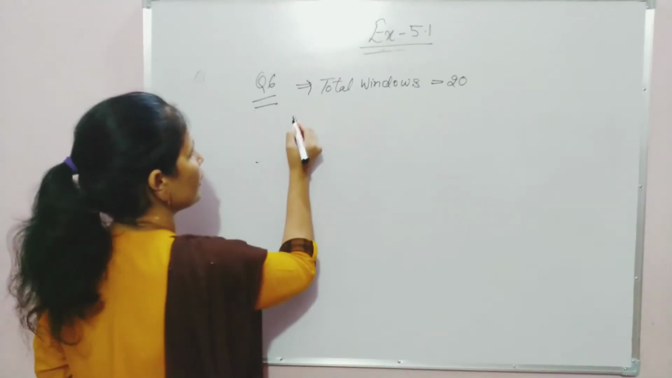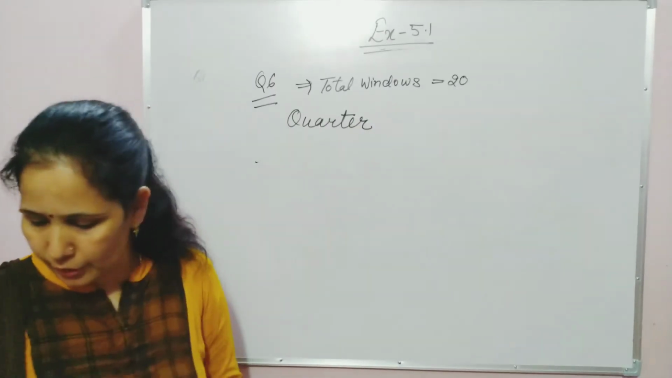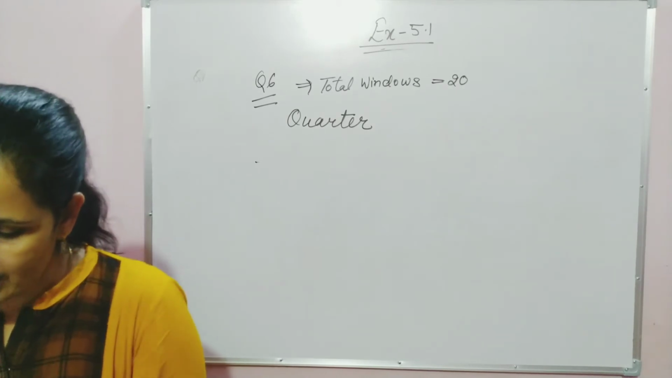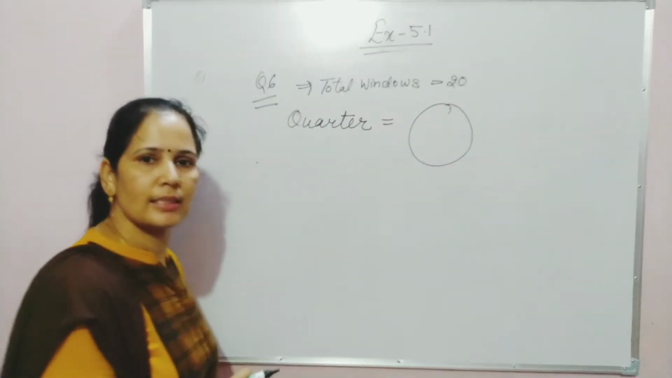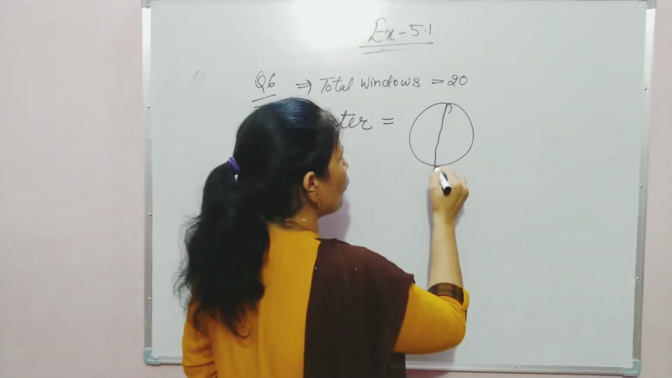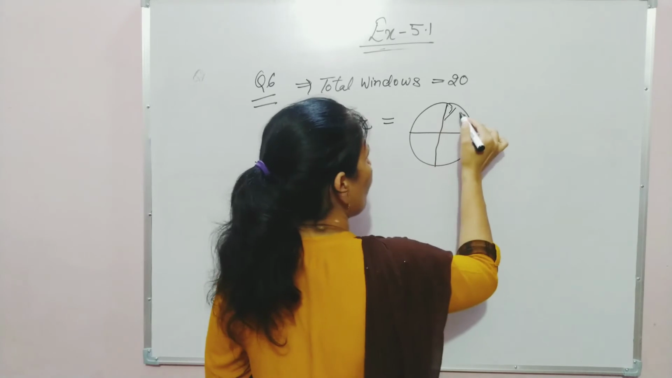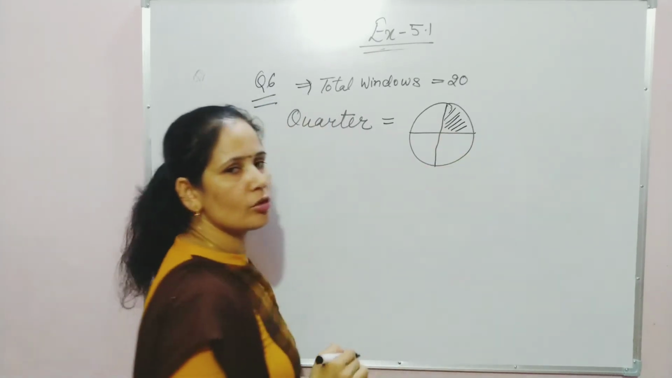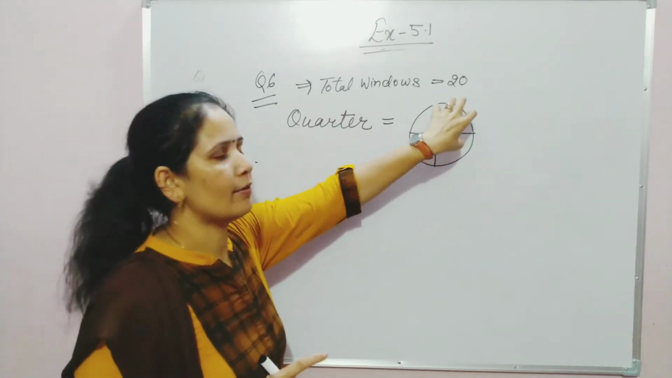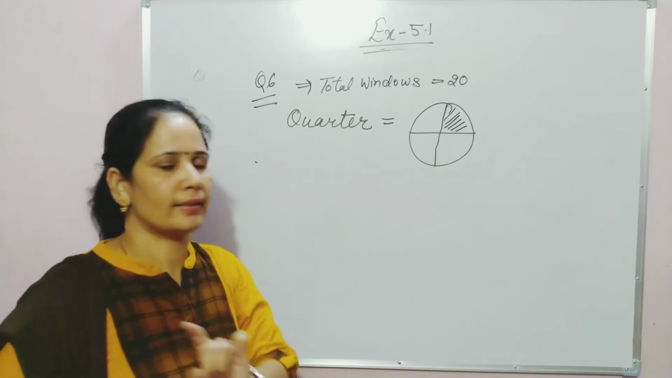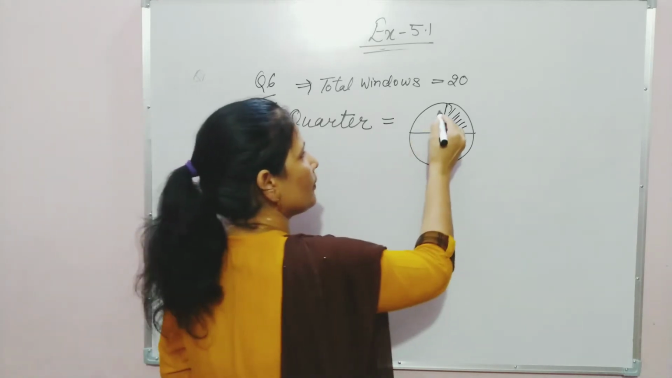So students, first of all here we should know the meaning of quarter. It's very important to understand the meaning of quarter. What is the meaning of quarter? I'm going to explain with the help of this circle. This is the circle. I divide this circle into 4 equal parts. If I take one part of this, this is called 1 quarter. Out of 4, if we take one part, that is called 1 quarter. If we take 2 parts, that is 2 quarters. And if we take 3 parts, 3 quarters.